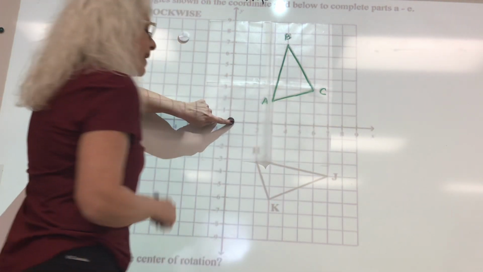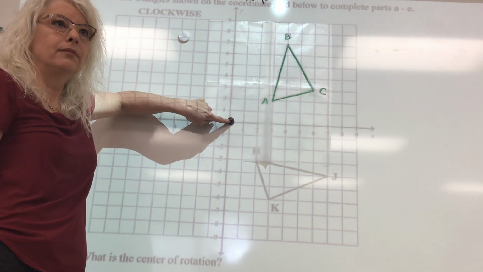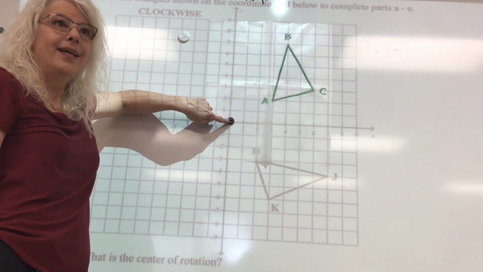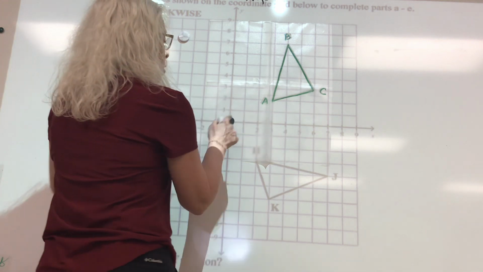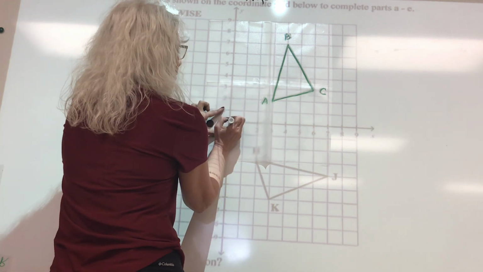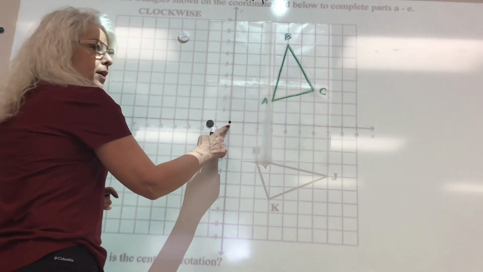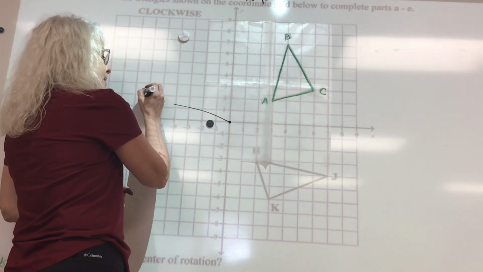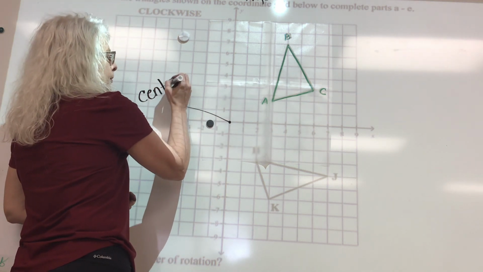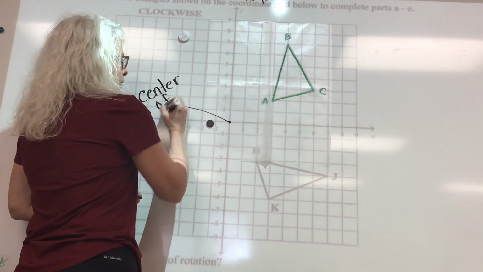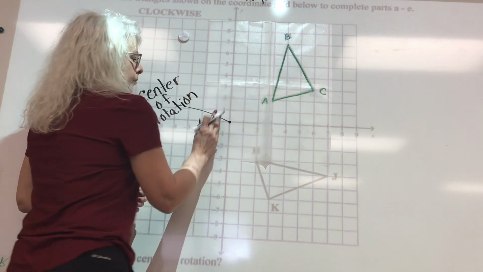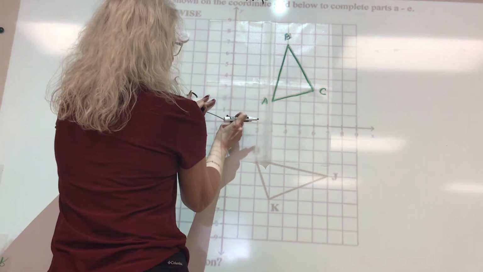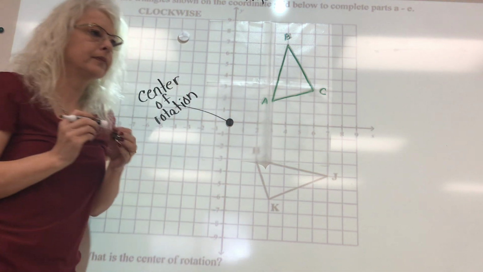This point right here where I put my finger, the origin, that is called the center of rotation. So put a little dot where the center of rotation, the origin, is and name it center of rotation. That is the origin. Label it.